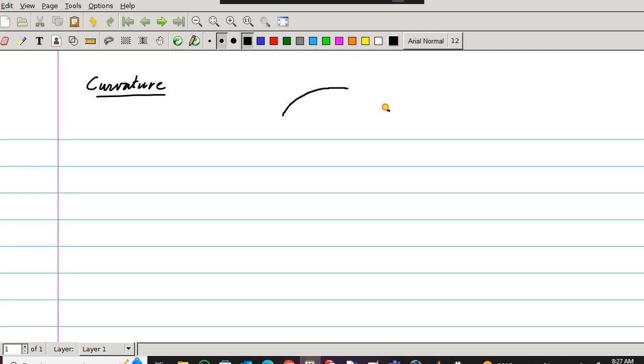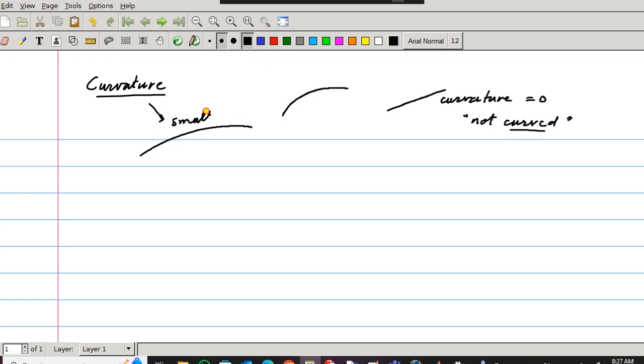For example, if I have a straight line, there is no bend in it, right? So the curvature will be zero here. It is not curved, so curvature is zero. Curvature comes from the curving of the curve, how much bend it has. If there is a small bending like that, curvature will be small here. Here there is more bending, so curvature will be big here. So that's what we mean by curvature.